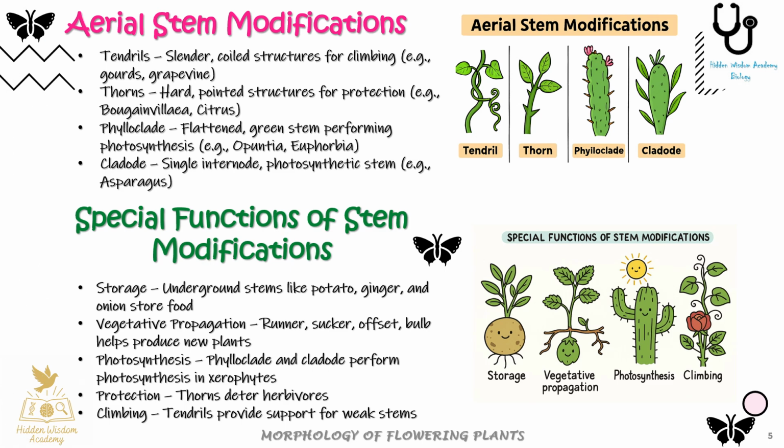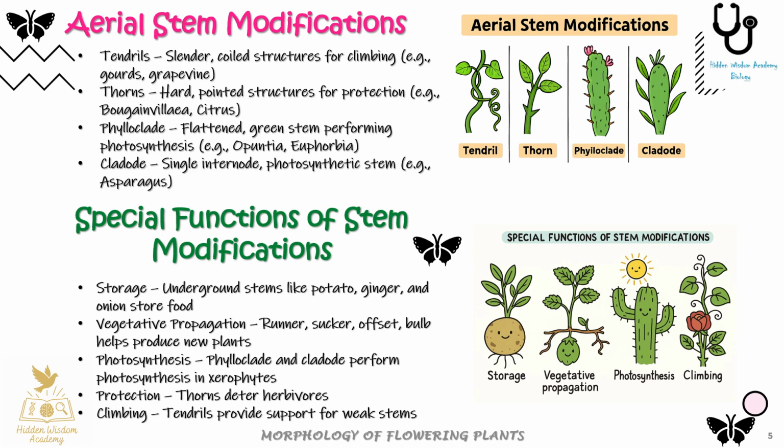Let's talk about aerial stem modifications. These are changes in stems that help plants with support, protection, or special functions. Tendrils are thin, coiled stems that help climbing plants like gourds and grapes hold on to supports. Thorns are sharp outgrowths that protect plants from animals, like in bougainvillea and citrus. Phylloclades are flat, green stems that do photosynthesis in desert plants like opuntia and euphorbia. Cladodes are similar but limited to one internode, as seen in asparagus. These adaptations help plants survive in different conditions.